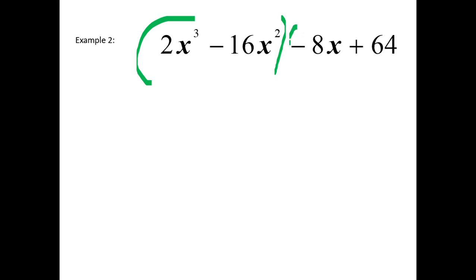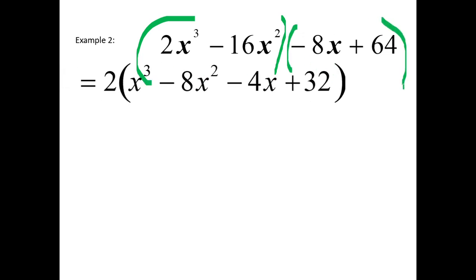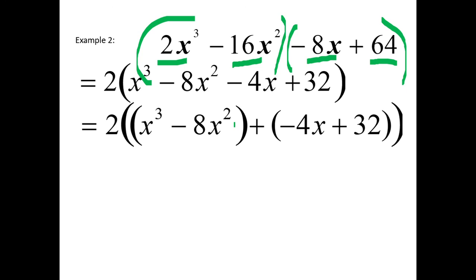Kaya hindi niya muna inayos yun kasi nakita niya na pwede siya magtanggal. Nagtanggal siya ng 2. Nakita niya, in-arrange niya, di ba? O, nakita niyo, plus ang ginamit, kasi safe pag plus ang gagamitin mo kaysa sa minus. Ayan, yung gitna, di ba?